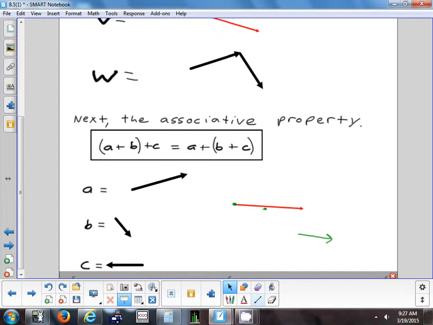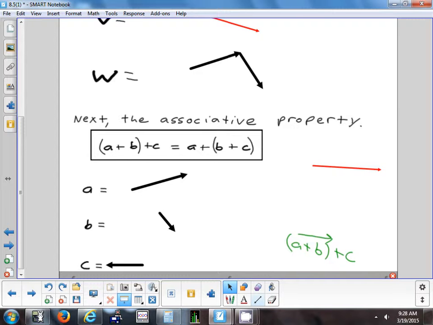So what's in green is my final answer. Okay, that red vector just represented a plus b. Right, so this is a plus b plus c. Now let's switch it. Let's do b plus c first, and then add a onto the end of it.